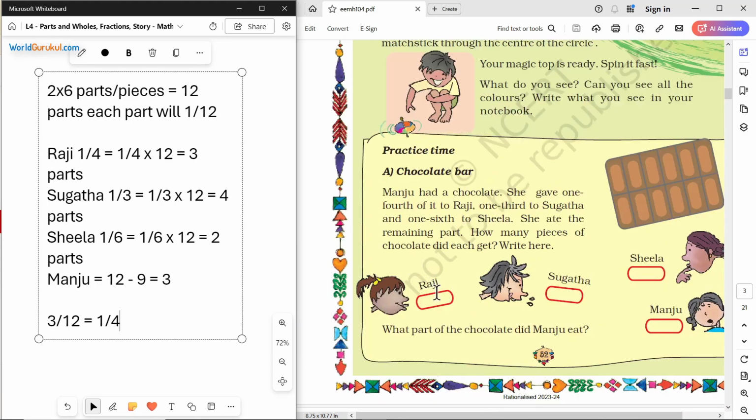So when you have a chocolate and make it half and give half to your friend, then how much will you be left with? Half. Half means 1 by 2. And you can say it in percentage. Percentage of half will be 50%. And the other half will be 50%. 50 plus 50 will be 100%. That is a whole chocolate.